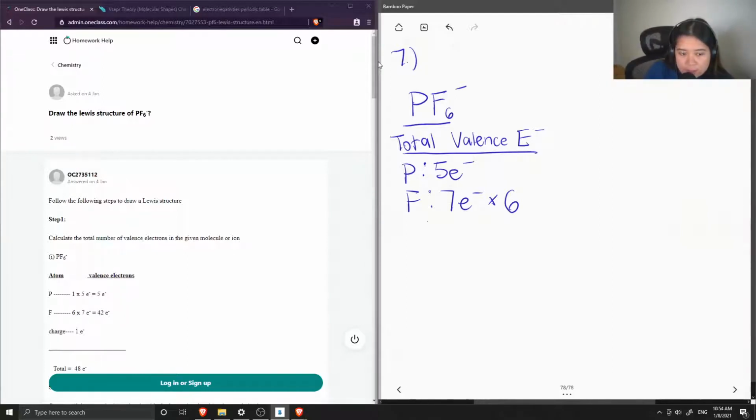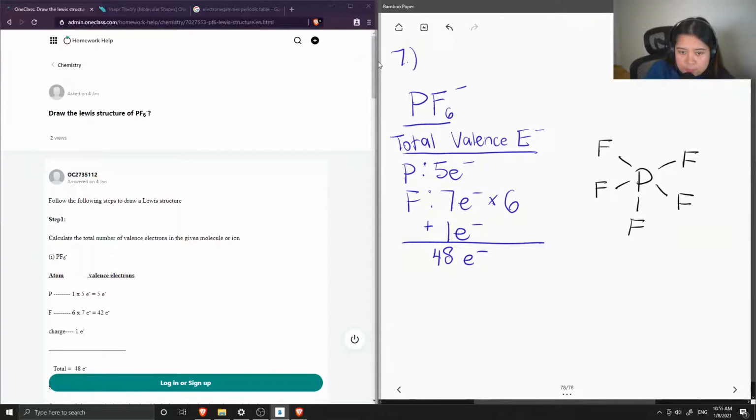And then the ion has a -1 charge, so I'm going to add an additional electron as well to the count, and we get a total of 48 electrons. So now, when we draw the Lewis structure, I'm going to draw my phosphorus as the central atom, and then single bonded fluorines just symmetrically all around. And now let's add in all of their lone pairs.